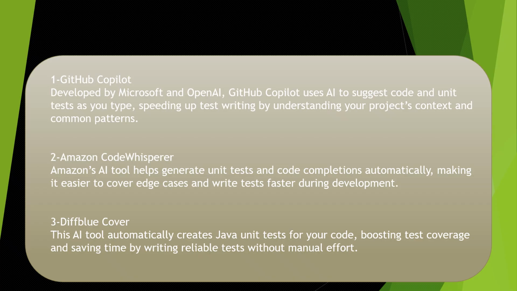Next is Diffblue Cover, an AI tool that automatically creates Java unit tests for your code, for whoever uses Java, boosting test coverage and saving time by writing reliable tests without manual effort. If I have an existing Java application with little test coverage, Diffblue Cover can automatically write unit tests for my classes, saving weeks of manual effort and improving my code reliability.